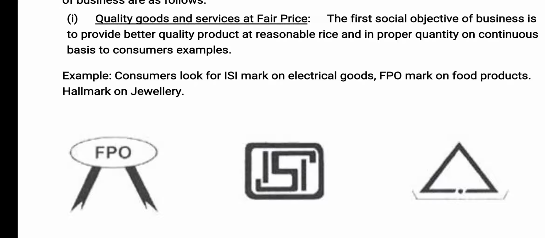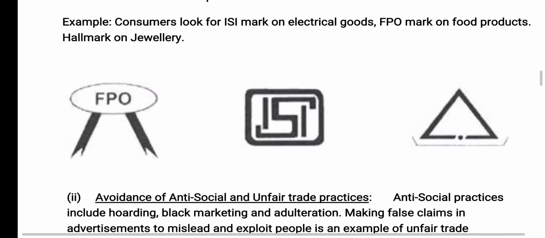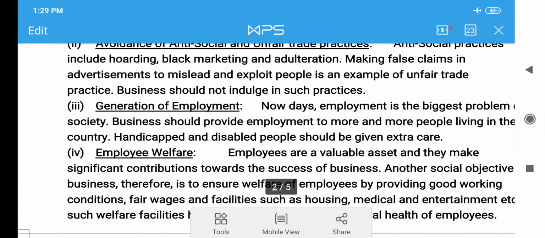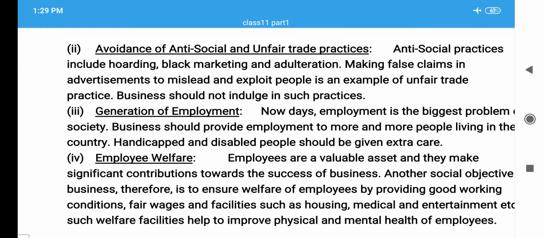These are some recognized marks which have been given by the government for the certification of products. If you are using these products and you can see these marks on that product, it means these are highly good products and very safe to use. So this is your foremost objective, so that you can do something good for society and give them a healthy and safe environment. The second one is avoidance of antisocial and unfair trade practices.